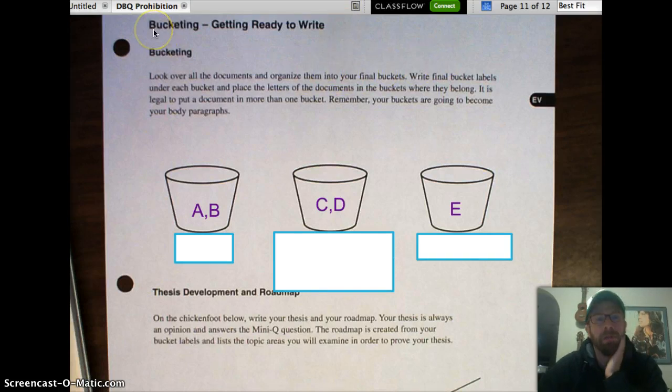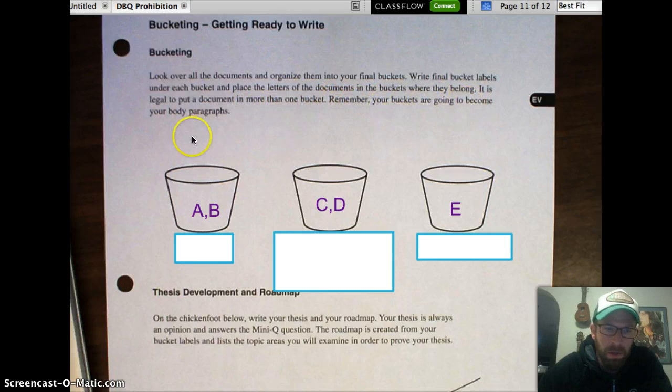So the bucketing is just a way to organize the different themes. Remember, the question is, why did America change its mind, and why did we get rid of prohibition after 14 years of having it? Read along with me. It says, look over all the documents and organize them into your final buckets. Basically, if this were a paper, this would be the first body paragraph, second body paragraph, third body paragraph here. Write final bucket labels under each bucket and place the letters of the documents in the buckets where they belong. It is allowed to put a document in more than one bucket.